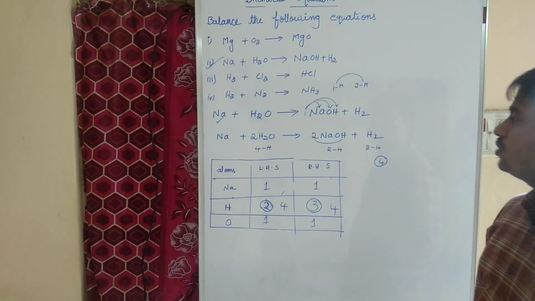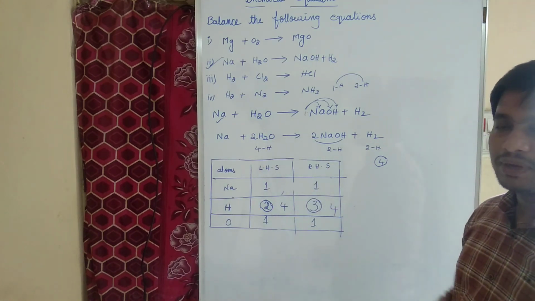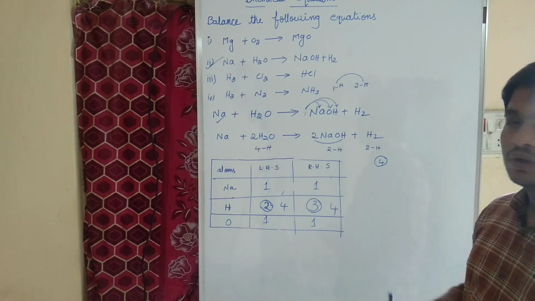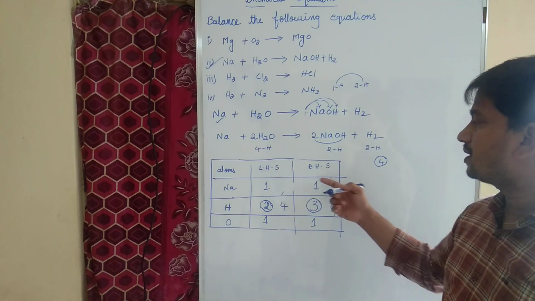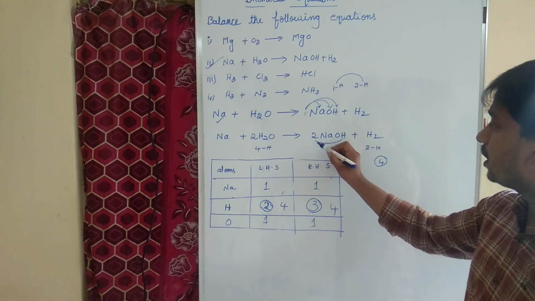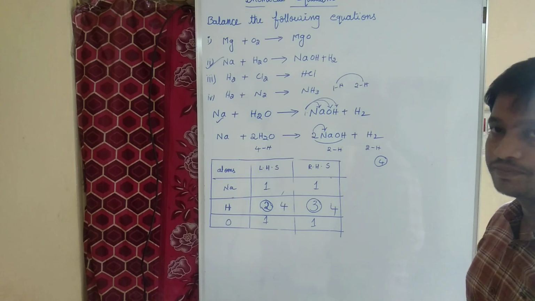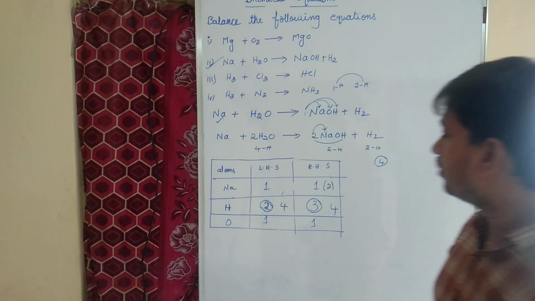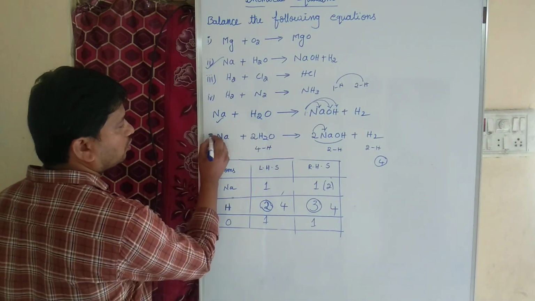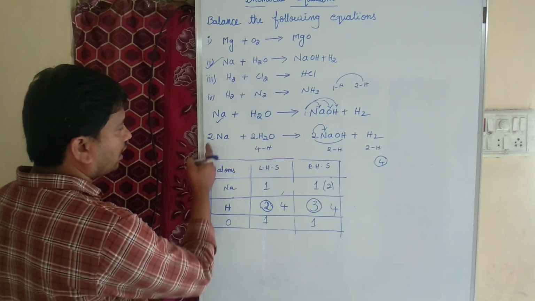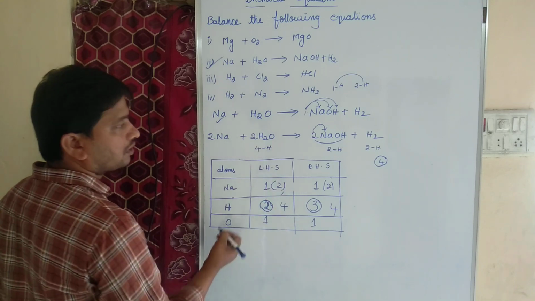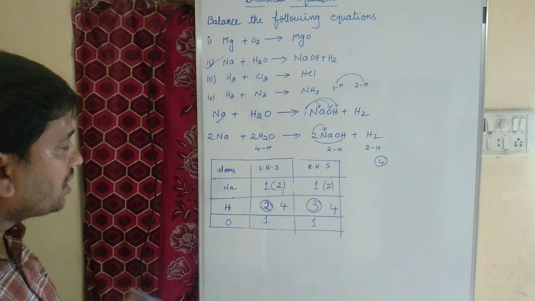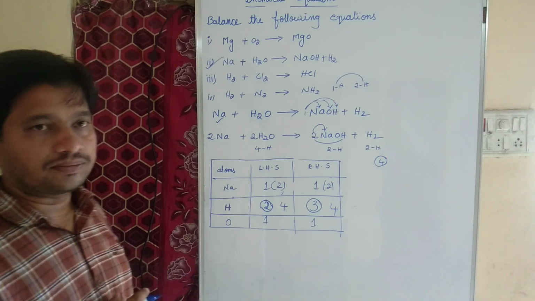For example, you see, actually before adding the coefficient we have 1 atom of sodium on both LHS and right hand side, but after adding 2 over here it becomes 2 atoms of sodium. Then what I have to do, I also need to add 2 over here. See, now on LHS we have 2 atoms of sodium, as well as on the right hand side we have 2 atoms of sodium.